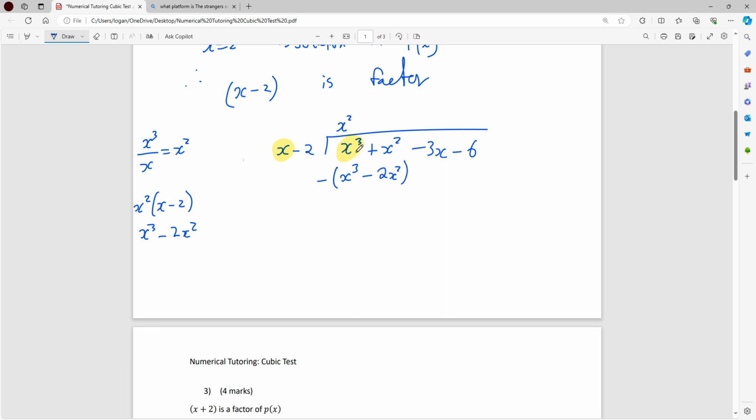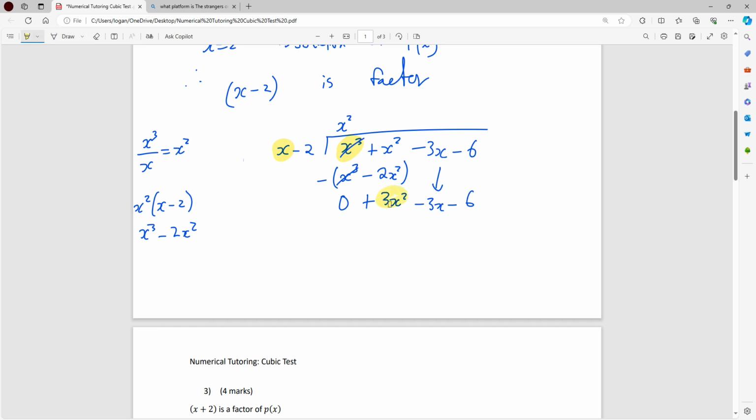It's very important not to forget the negatives. So it cancels out the first term here because x cubed minus x cubed is 0. Then you get x squared minus negative 2x squared. So this is pretty much going to be positive 3x squared because you have 1 minus negative 2. So that turns into a positive 2. And then you just bring the rest of this down, okay? Then you pretty much repeat the steps.